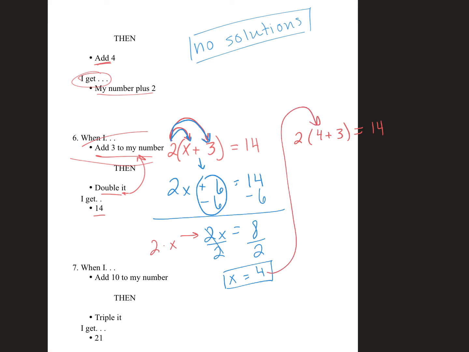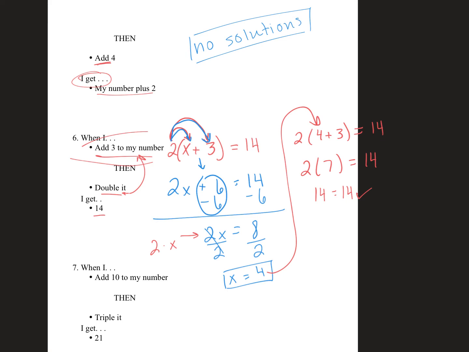So I look at what's in parentheses first. In parentheses I have 4 plus 3. I know that 4 plus 3 is 7. And now we have 2 times 7 equals 14. 2 times 7 is 14. 14 equals 14. So that is true. Because this equation is true, I know that x equals 4 is my actual solution.